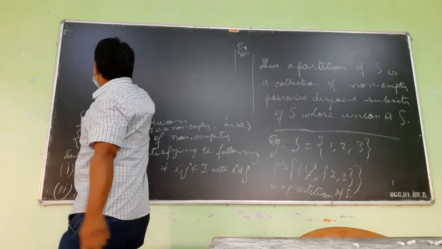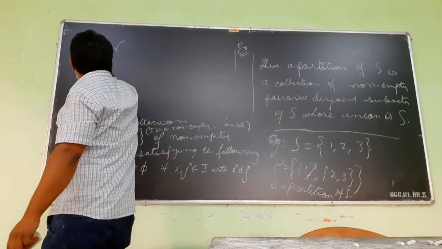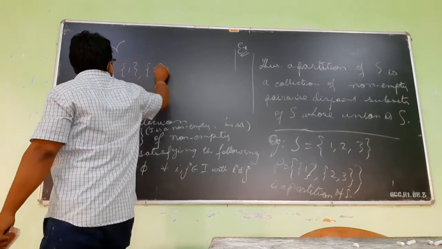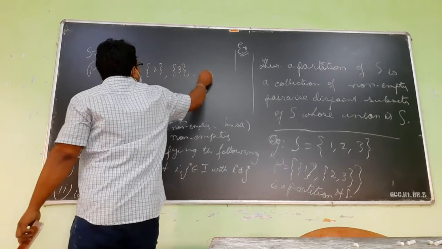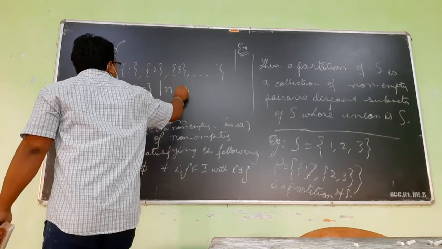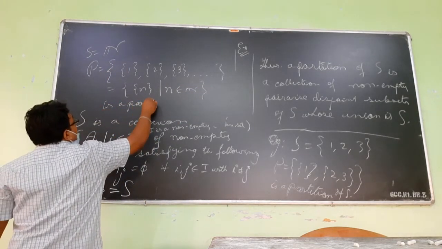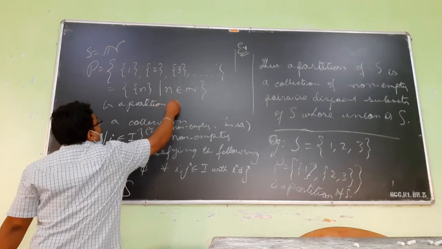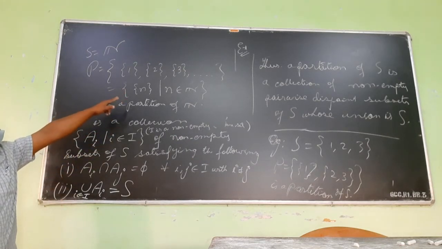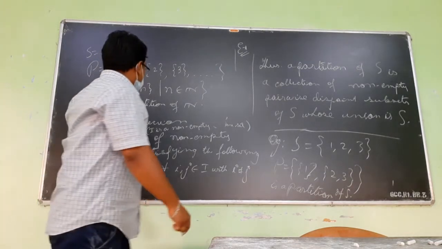Another example, last day we had done. Suppose S is equal to the set of natural numbers. Then we had taken, say, {1}, {2}, {3}. So how do you write this? I write this as {n} such that n belongs to the natural numbers. This is a partition of the set of natural numbers. They are mutually disjoint and their union is the set of natural numbers.